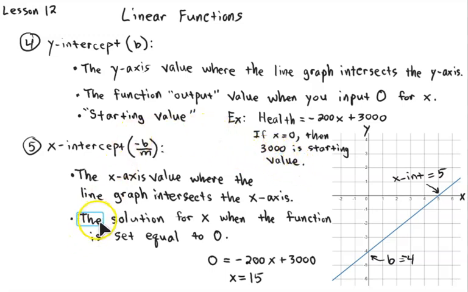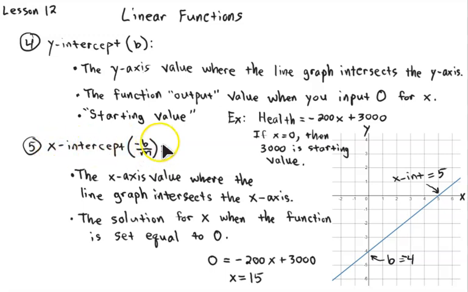The x-intercept is the solution for x when the function is set equal to 0. So if we took this linear function here and plugged 0 in for health, what would 0 health mean? Well, that's when you run out of health. That's when your character dies. And then we would solve for x, and x would be 15, because 15 times negative 200 is negative 3,000, and negative 3,000 plus 3,000 is 0.